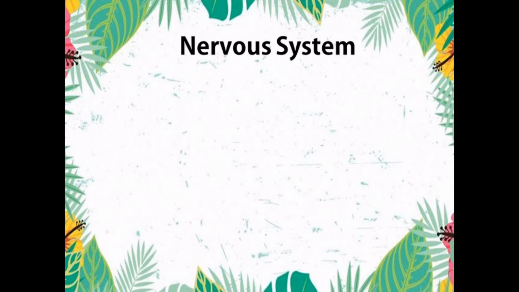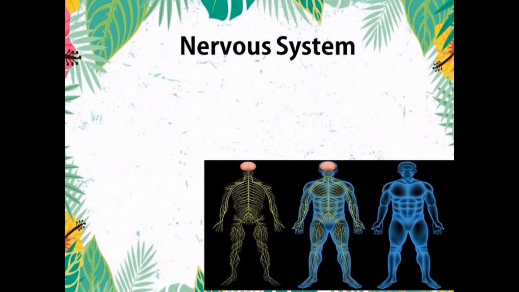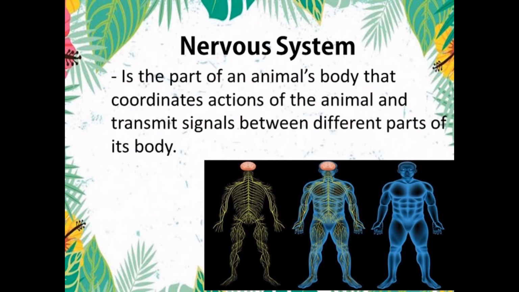Now let's go to your main topic, that is nervous system. As you can see in the picture, those are examples of the nervous system. And when we say nervous system, it is a part of an animal's body that coordinates action of the animal and transmits signals between different parts of its body.